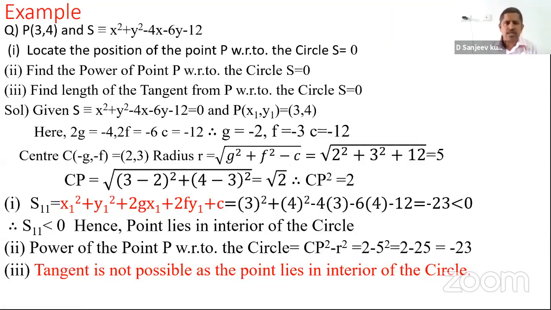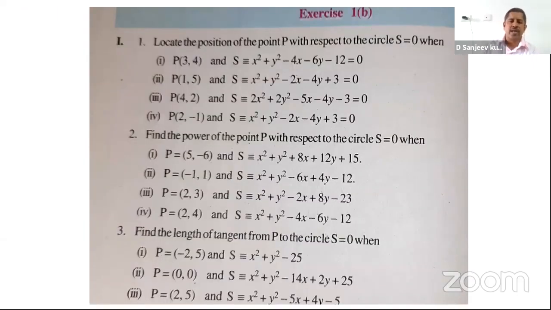So if at all you just go through this problem here, if you have followed this problem, I have got an exercise from the textbook, exercise 1B. You can take the snapshot of this. What is the problem about? It is actually: locate the position of P with respect to the circle, find the power of the point P with respect to the circle, and find the length of the tangent from P to the circle S is equal to 0. So all these three types of problems I have covered in one single problem.